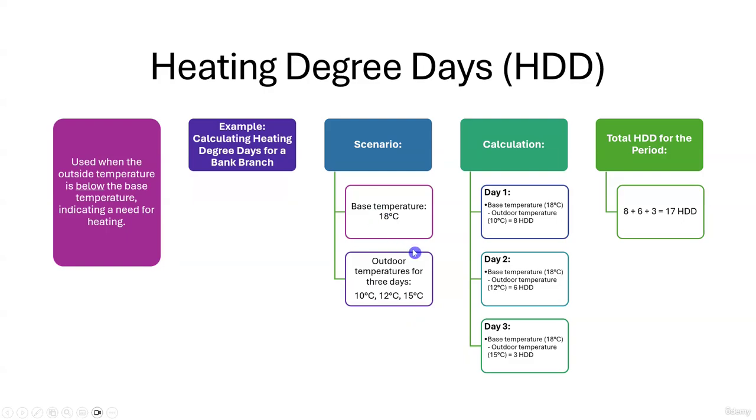So outside is colder than the base temperature, right? So how do we calculate the heating degree day? Very easy. It's just the difference between 18 and 10. So the first day is the difference between 18 and 10, which is 8 heating degree days. For the second day, the difference between 18 and 12 is 6 heating degree days. For the third, the difference between 18 and 15 is 3 heating degree days. So the total heating degree days for the period of 3 days is 8 plus 6 plus 3, which is equal to 17. So 17 heating degree days. That's how you calculate heating degree days.